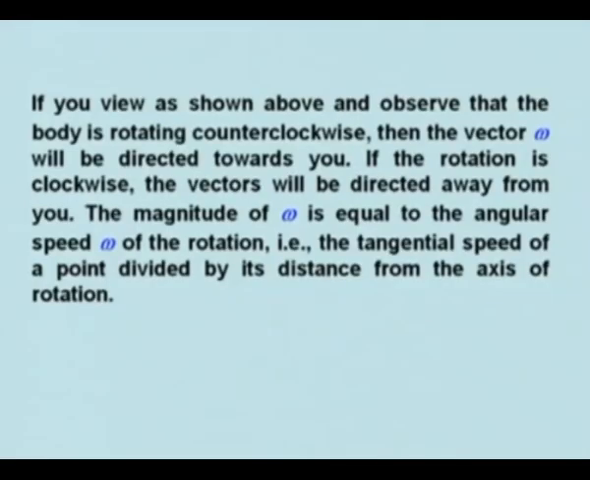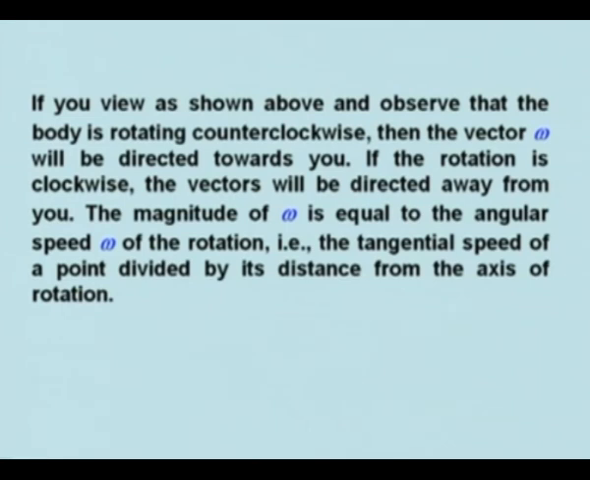Therefore, if you view as shown above and observe that the body is rotating counterclockwise, then the vector omega will be directed towards you. If the rotation is clockwise, the vector will be directed away from you. The magnitude of omega is equal to the angular speed of the rotation, that is, the tangential speed of a point divided by its distance from the axis of rotation.